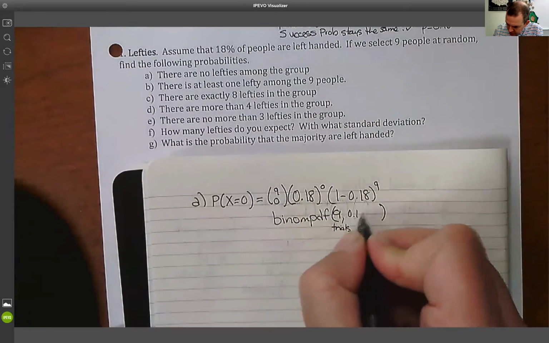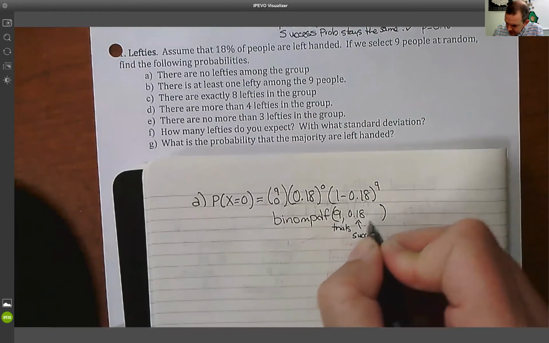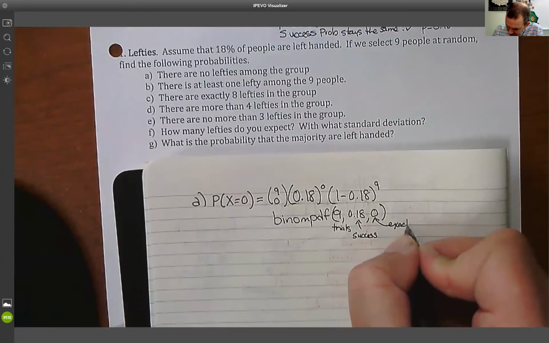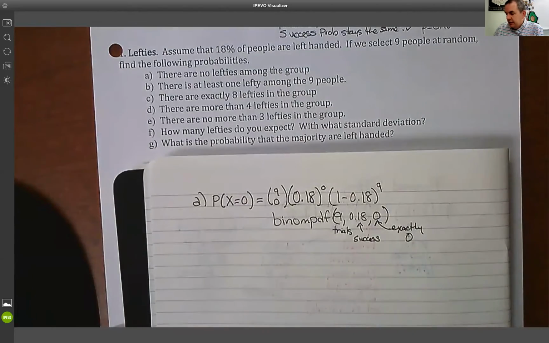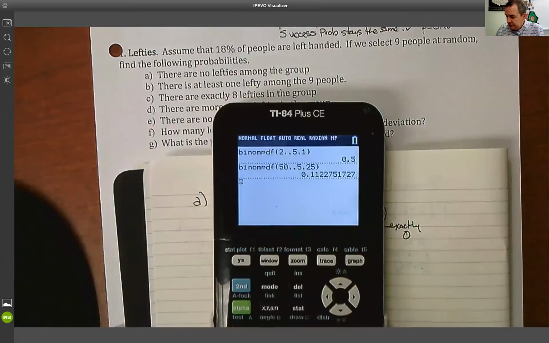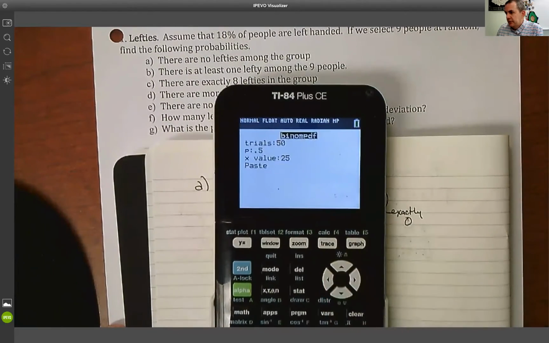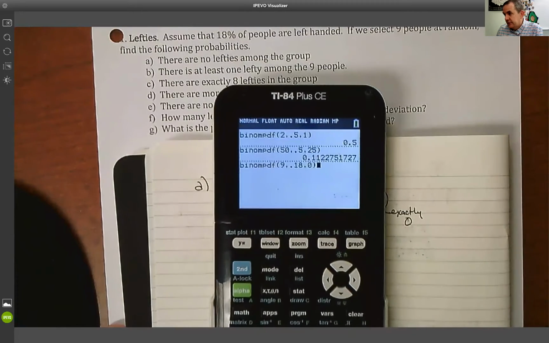I'm going to say 0.18 for my success probability, and exactly 0. Then I'm going to go to my calculator, do second vars, and go to binomial PDF: 9 trials, 18% probability, exactly 0 successes.